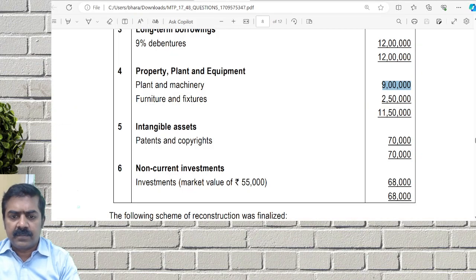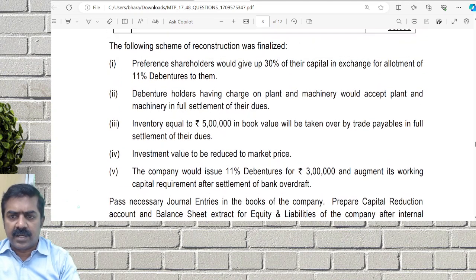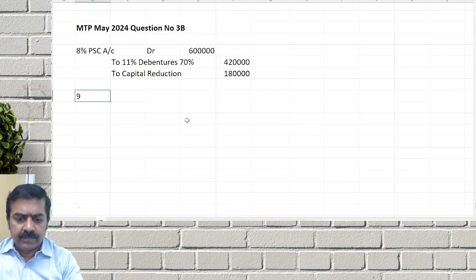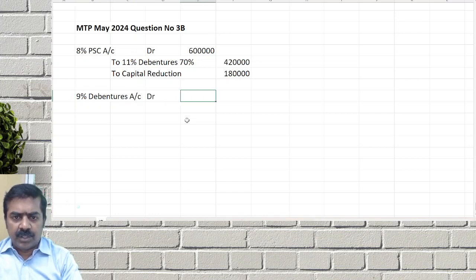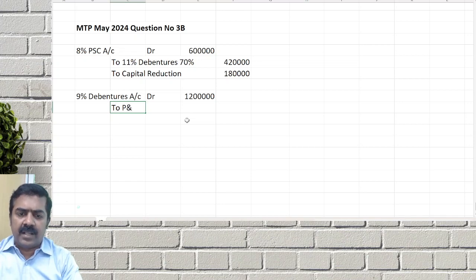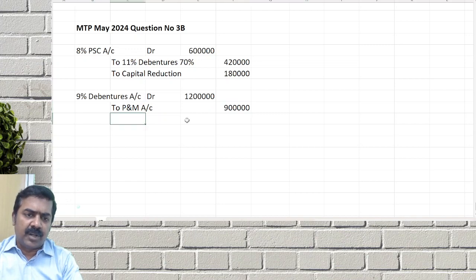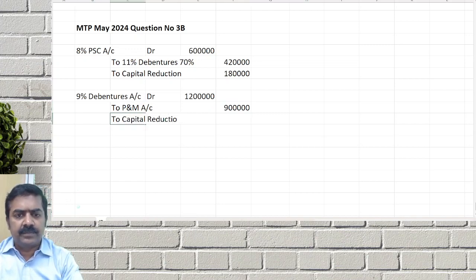12% debentures? Old debentures are 9%. 9% debentures account debit, it is given as 12 lakhs in the balance sheet. They take over plant and machinery. What is the book value in the balance sheet? 9 lakhs. The profit will go to which account? Capital reduction account. Three lakhs.